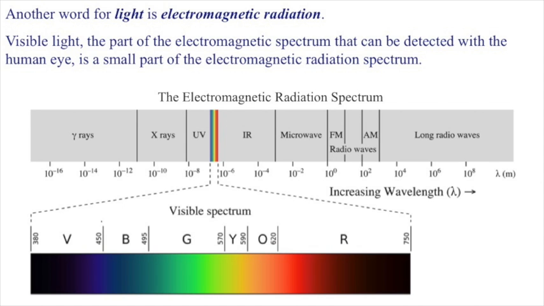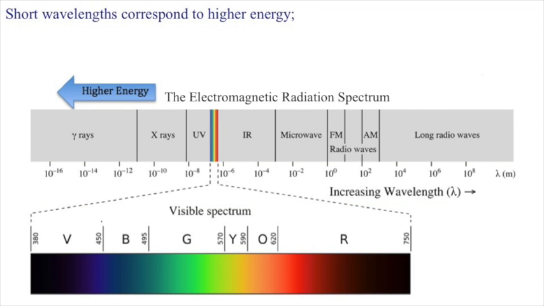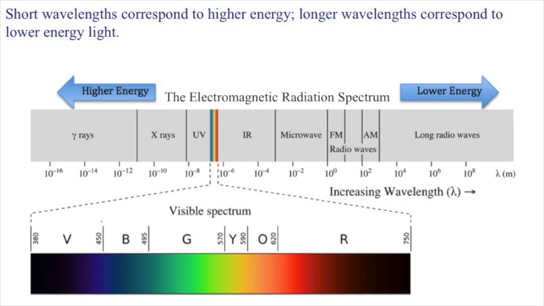Visible light, which is the part of the electromagnetic spectrum that can be detected with the human eye, is a small part of the electromagnetic radiation spectrum, as shown here. Light can be described in terms of waves, and when doing so, we refer to its wavelength. The different types of electromagnetic radiation are characterized by their wavelength. For example, radio waves have longer wavelengths. X-rays have shorter wavelengths. Short wavelengths correspond to higher energy. Longer wavelengths correspond to lower energy light.